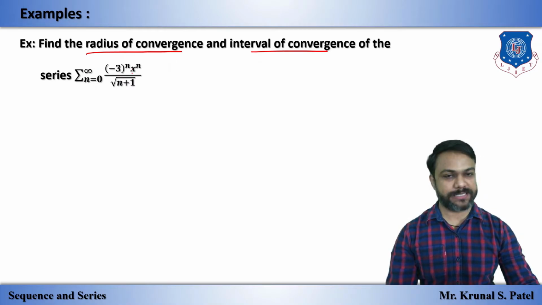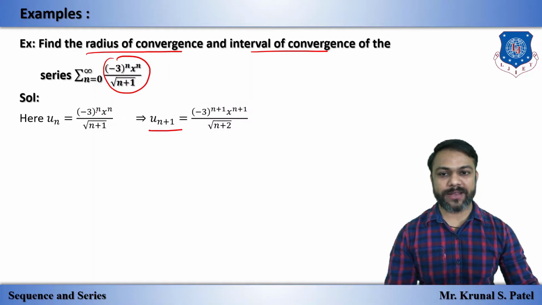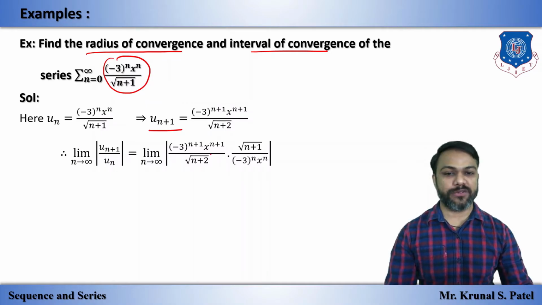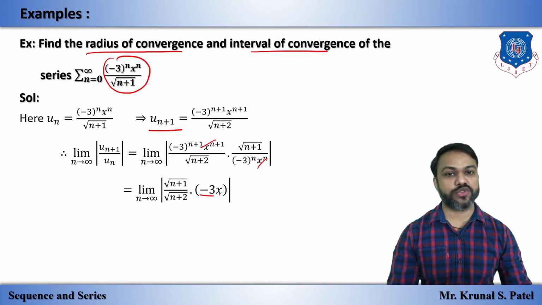Okay, so find the radius of convergence and interval of convergence of the series sigma n equal to 0 to infinity of this. Now as I told, we will start with the un. So we will find un plus 1, so n is replaced by n plus 1. By taking a ratio and limit, we have this. By cancelling out x raised to n, we have x only, and minus 3 raised to n cancels out, so we have minus 3 raised to 1 and x, and this term as it is.